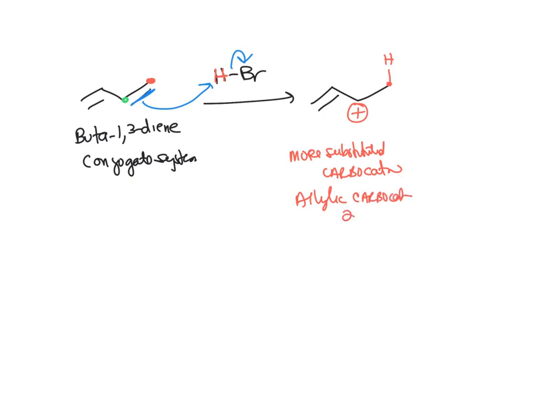So this is an allylic secondary carbocation. So what can happen now is you can get resonance, because this carbon's an sp2, this carbon's an sp2, and this carbon's an sp2. And so those electrons go there. And you can also get a primary allylic carbocation.